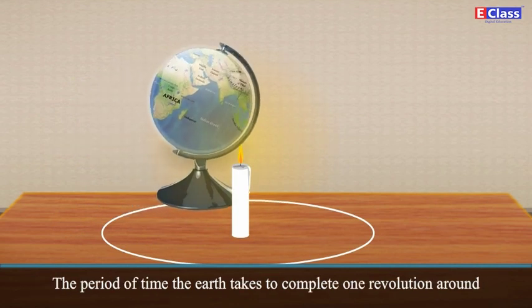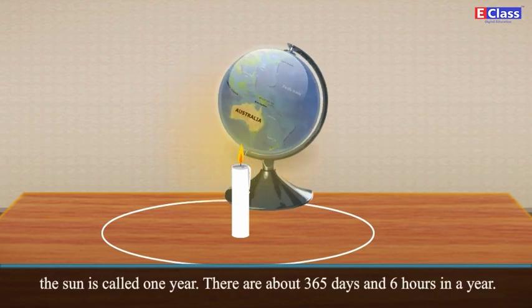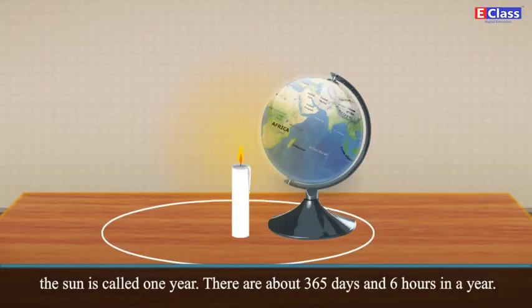The period of time the Earth takes to complete one revolution around the sun is called 1 year. There are about 365 days and 6 hours in a year.